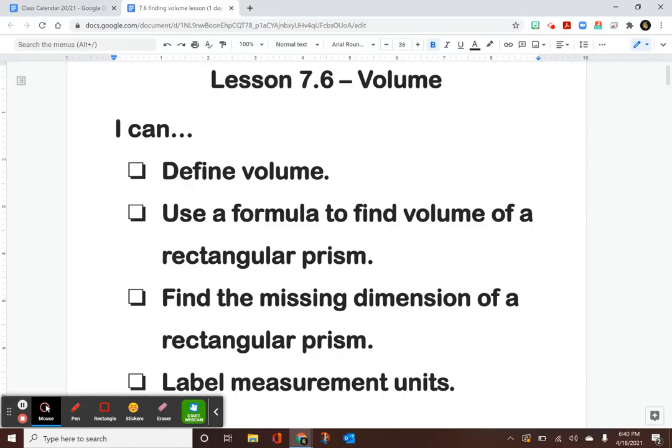So we've worked with missing dimensions in our last lesson for perimeter and area of two-dimensional flat shapes. But now we're going to be working with a missing dimension for a three-dimensional shape. And then, of course, anytime we have shapes involved, we want to label our answers with the correct sized unit.